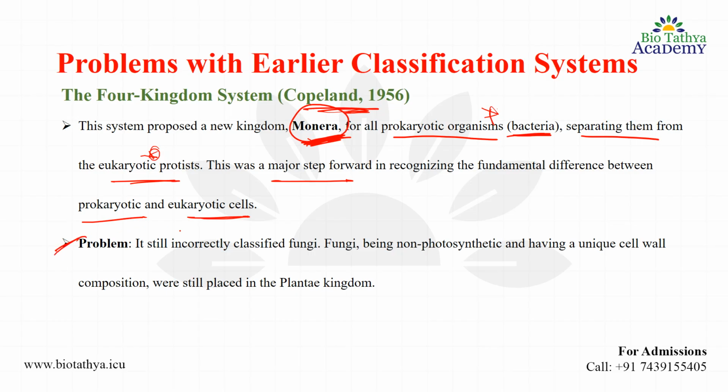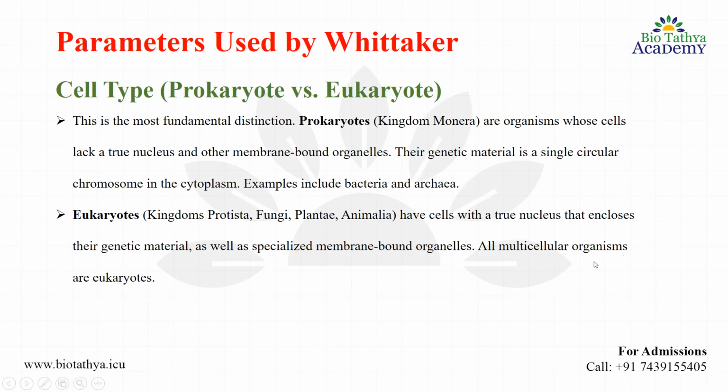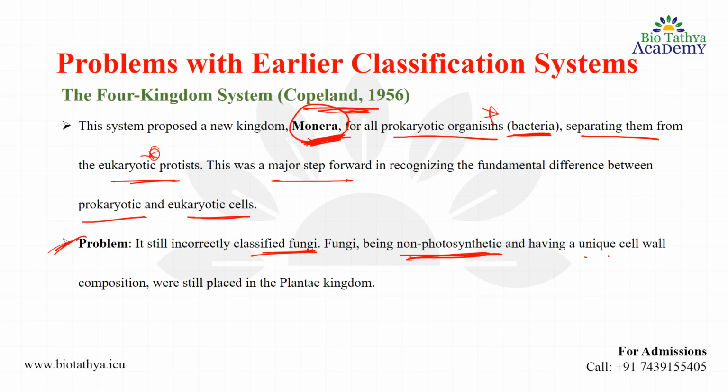But again a problem arose. What was the problem? It still incorrectly classified fungi. There was no place for fungi. Fungi was not placed into any of the kingdoms. Fungi, being non-photosynthetic, cannot produce their own food and have a unique cell wall composition, but were still placed in the plantae kingdom. So this was another problem still remaining in the Copeland system.